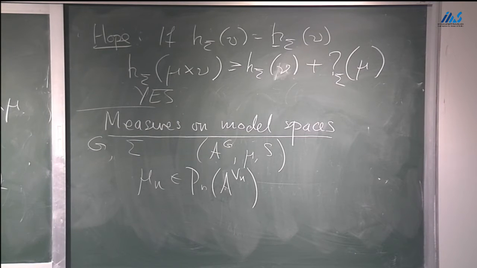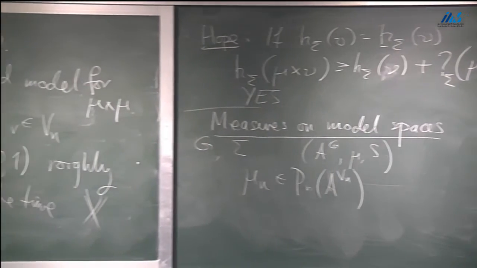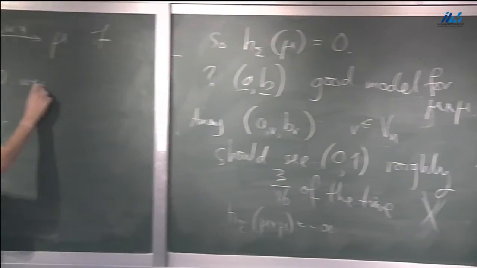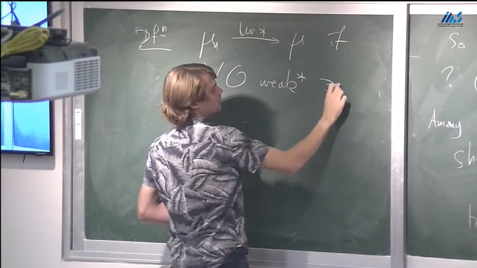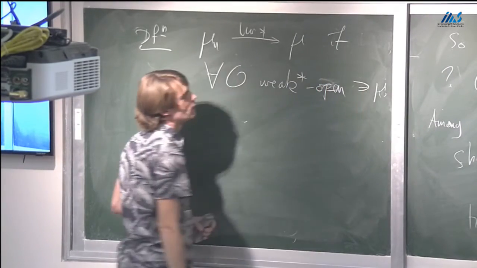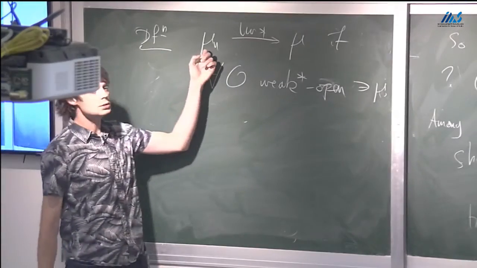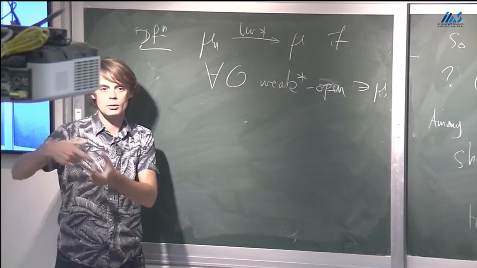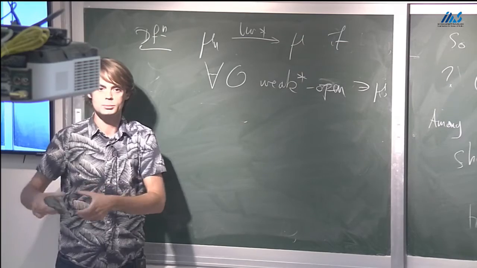So I'm actually going to give you 3 different kinds of convergence. They are progressively stronger, but they are closely related, as we'll see. I say that μn converges locally weak star to μ if for any weak star open neighborhood of μ, it eventually holds that most of the marginals of this guy around the vertices in Vn resemble the corresponding marginal of μ.